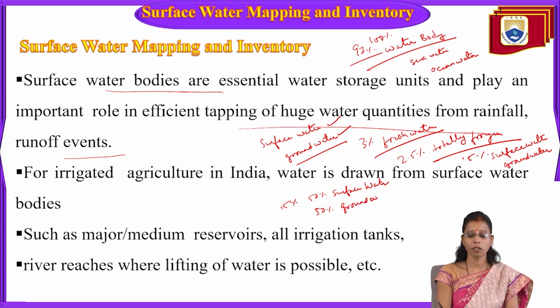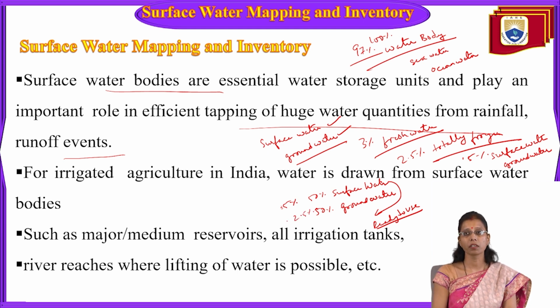So here we are ready to use. Surface water is only ready to use, okay, ready to use. Now, ready to use in this 0.5%, that is 50% of 0.5%, that is 0.25%. So if you are ready to use this 0.25% of water, it should be clean, and the quality of the water should be good.